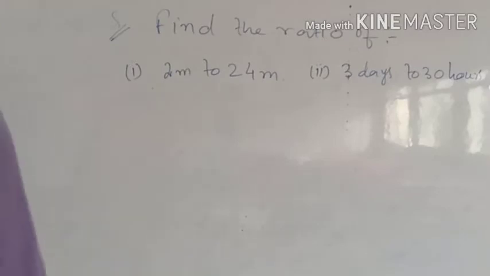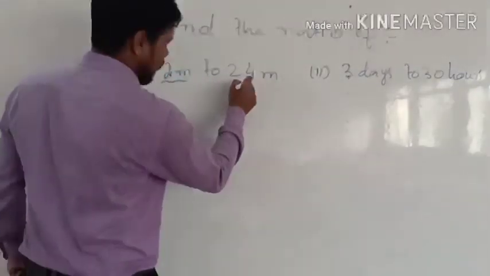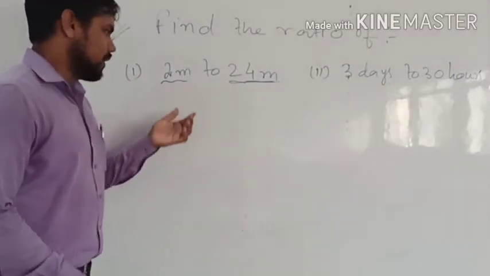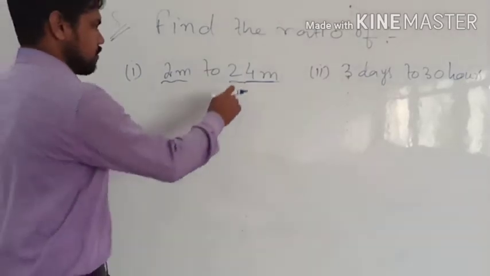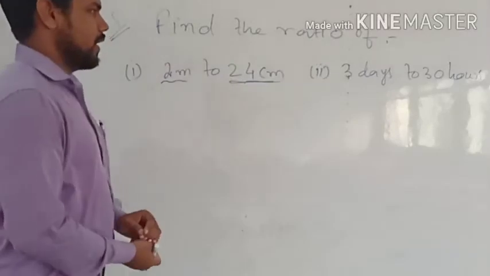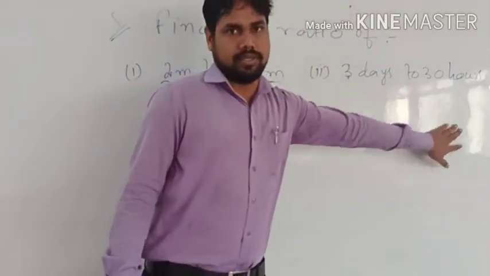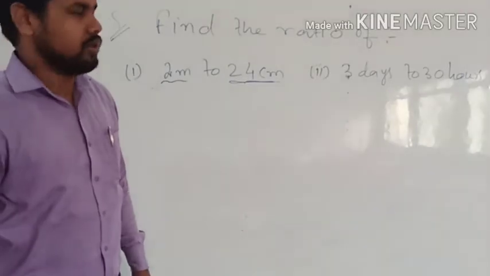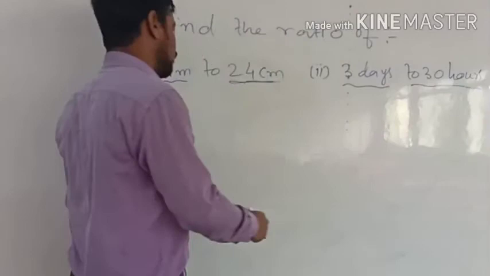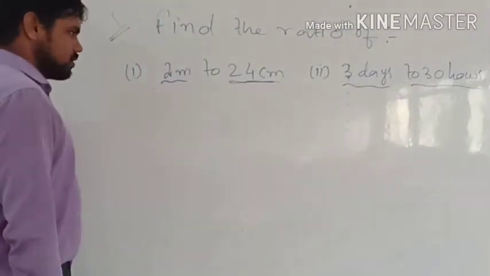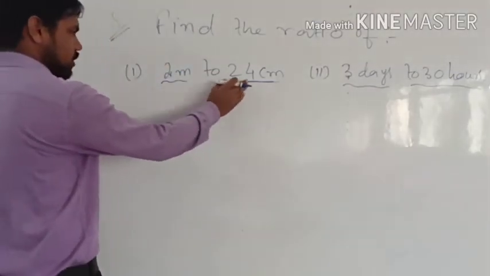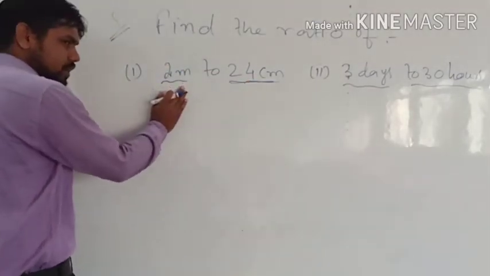Now suppose this type of question is there, where the quantities are given in two different units. One is suppose in meter and another suppose in centimeter. Okay, this is in centimeter suppose, and this is in meter. And here one is in days and another is in hours. So how can you find the ratio of these two? For this type of question you have to make sure that both quantities are in the same units. Okay. If one is in meter, then the other should also be in meter, or if this one is centimeter, this one also should be in centimeter.